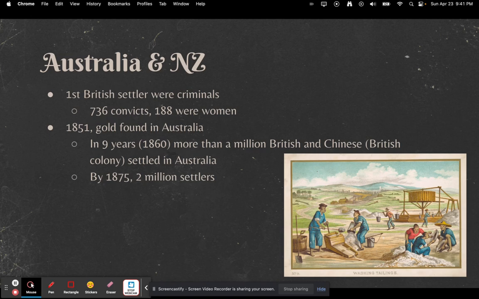In 1851, gold was found in Australia, and just like in the United States, there was a gold rush. So in 9 years, by 1860, more than 1 million British and Chinese settled in Australia. We went from about 900 convicts to 1 million people. Wow. And by 1875, there were 2 million settlers in Australia and New Zealand.